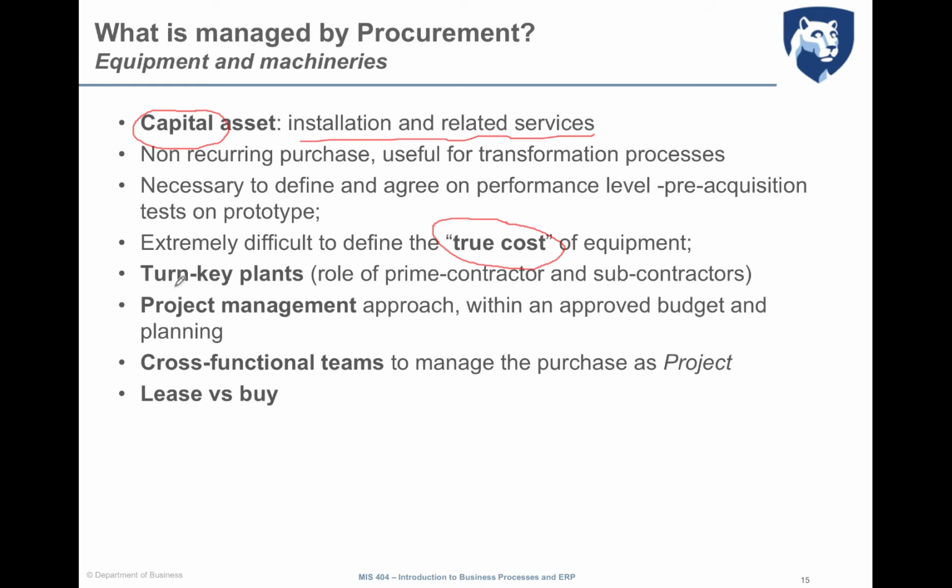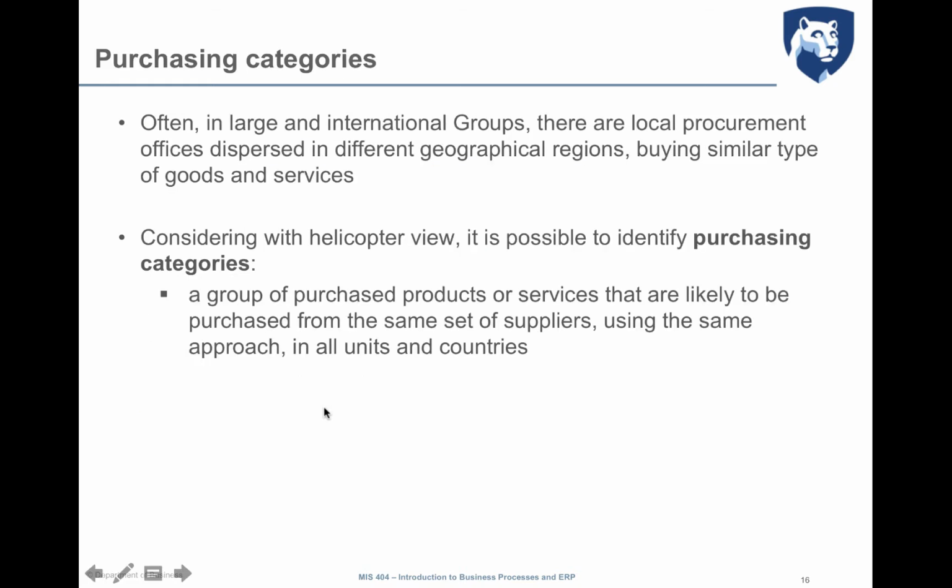Like there are turnkey contracts where prime contractor and subcontractor are present, and there are also contracts with service included or excluded. Cross-functional teams can be involved. There are lease versus buy options in terms of payment and ownership of the goods. So this is a type of purchasing which is not easy to be managed and needs to be defined in a separate way from the previous categories.